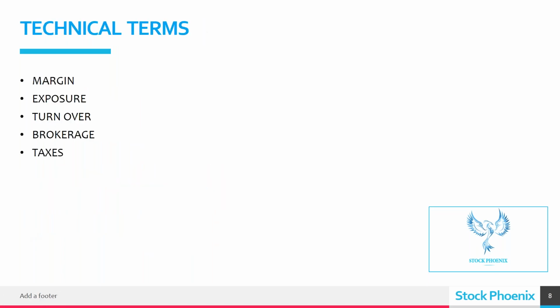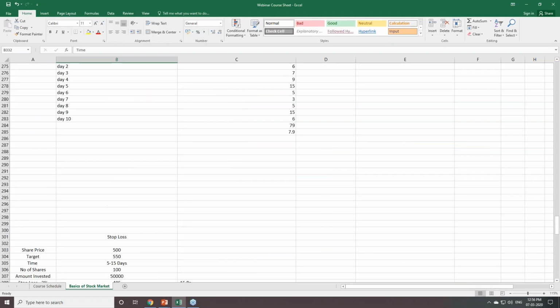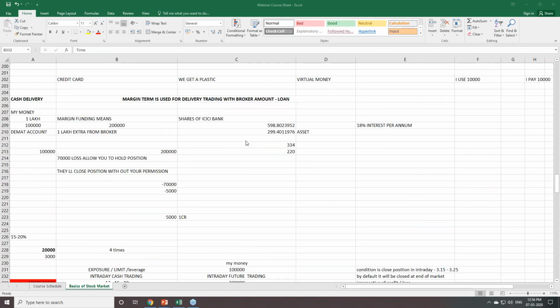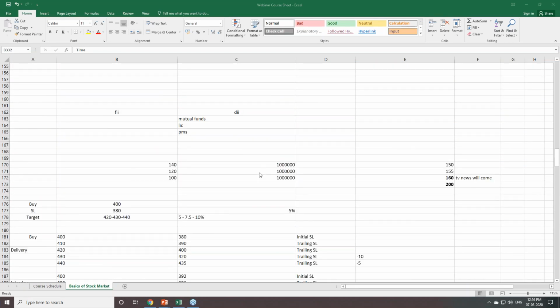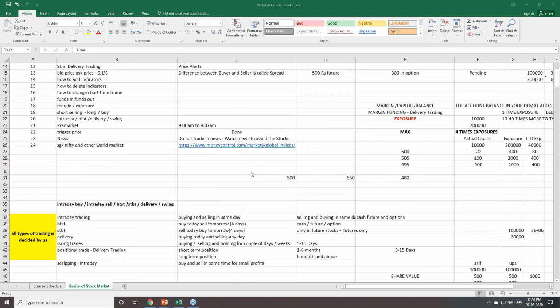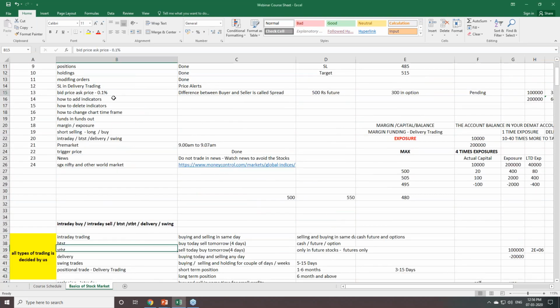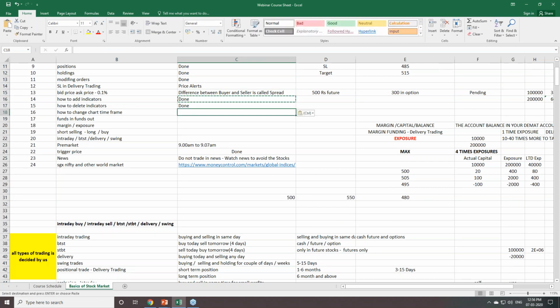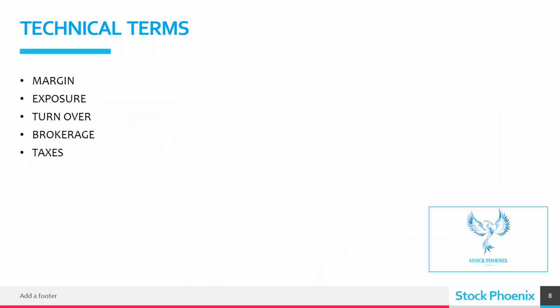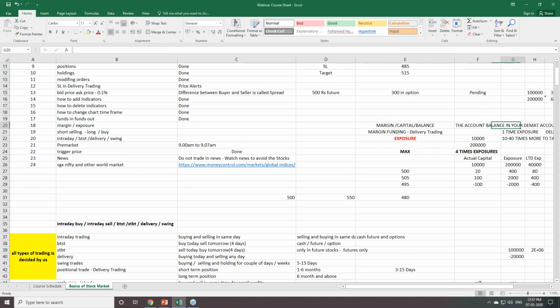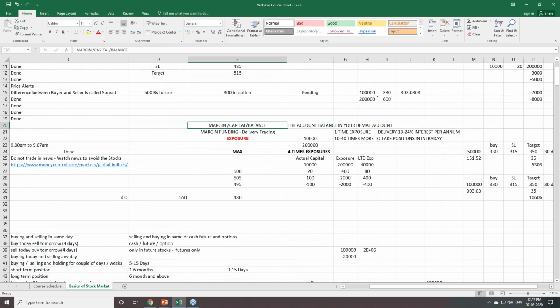So we have seen this. This slide is pending: margin, exposure, turnover, brokerages. Now we have seen how to add indicators, stop loss in delivery trading, bid price, ask price, that we can see later. So margin, exposure, let's see what is required. Margin, exposure, turnover, brokerage, taxes. All three are not required. Okay, margin, exposure. Coming back, you can see this particular area.